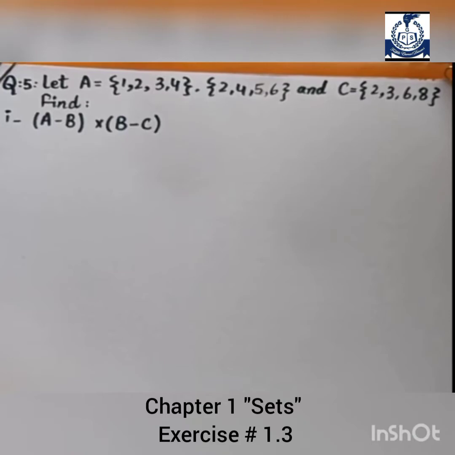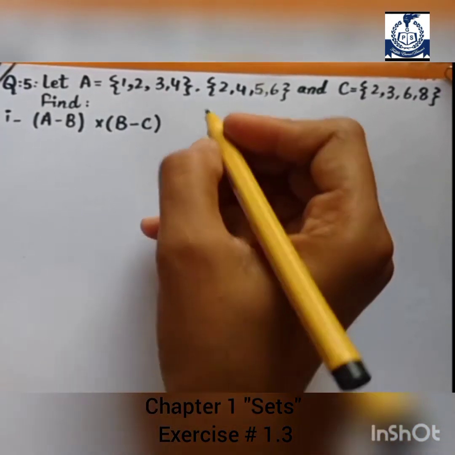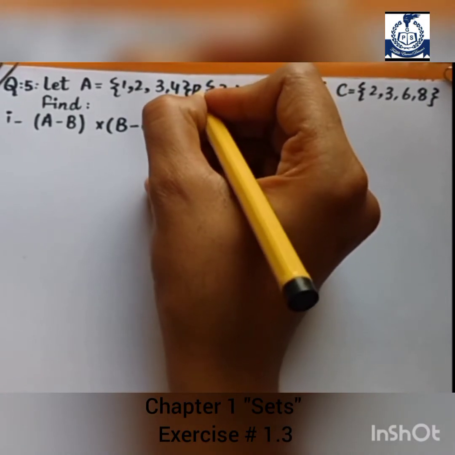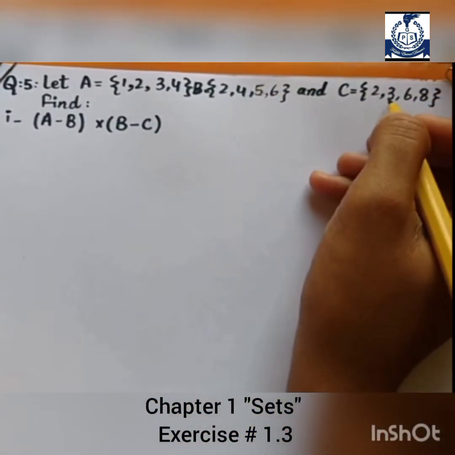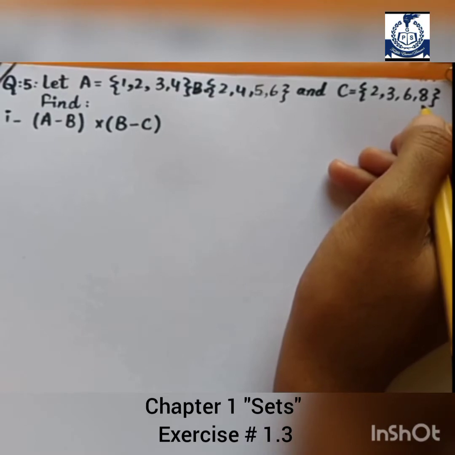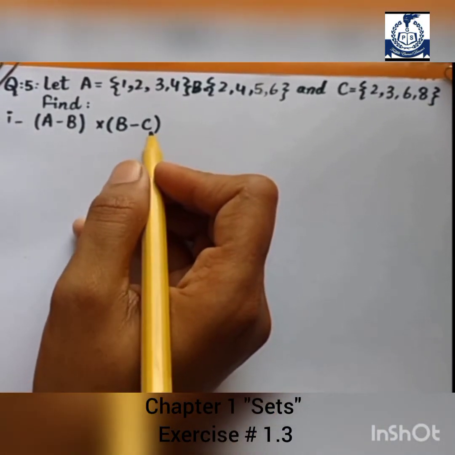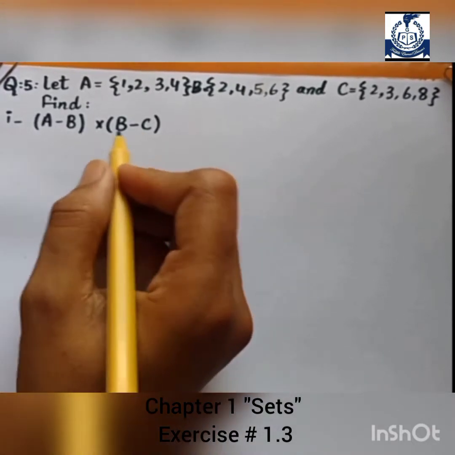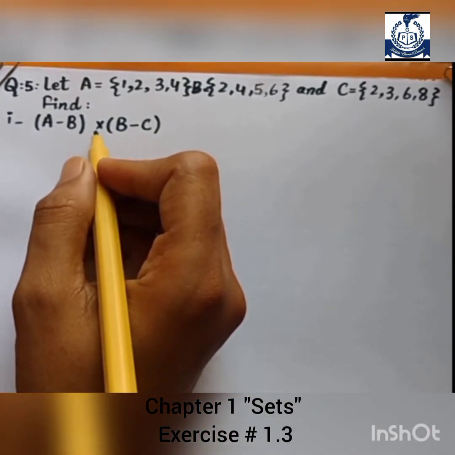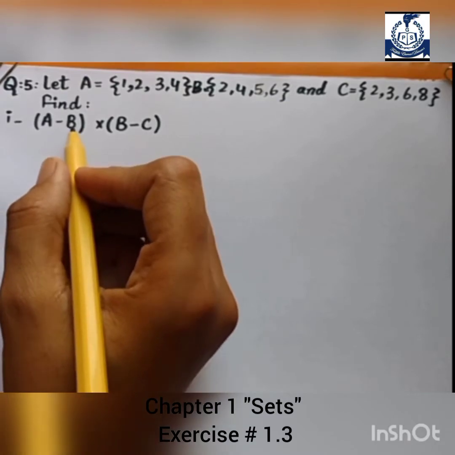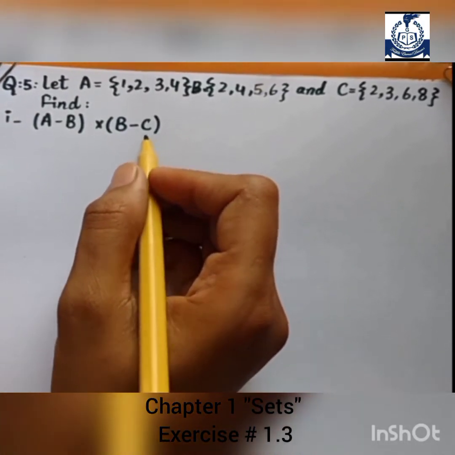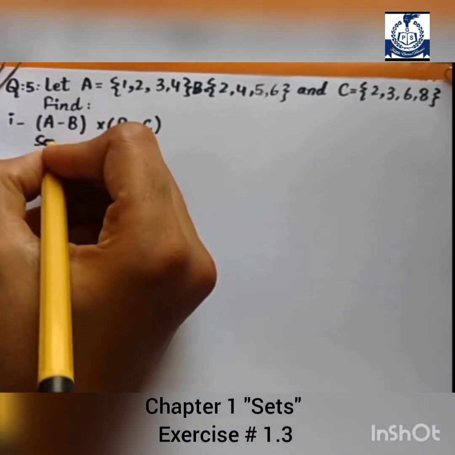Question number 5 is: let A is equal to 1, 2, 3, 4, B is equal to 2, 4, 5, 6 and C is equal to 2, 3, 6, 8. So find A minus B, Cartesian product B minus C. So first we find A minus B, then we find B minus C, and in the last we find the Cartesian product which is A minus B, Cartesian product B minus C.